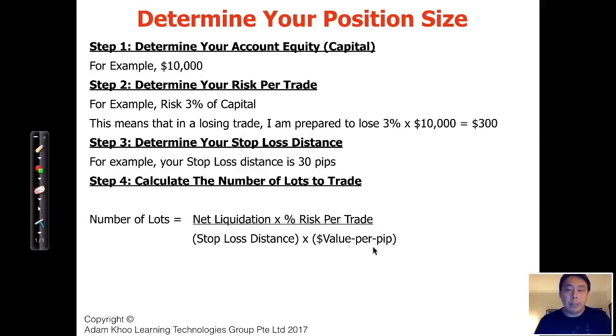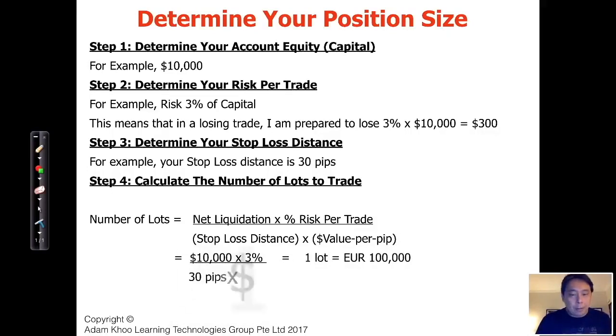Again, this depends on the currency pair. Now for most pairs which are US dollar denominated, it's about $10, right? So EUR/USD is about 10 bucks, so you're just going to use 10 bucks. 10,000 multiplied by 3%, that's $300. Divide by 30 pips times $10, 300 divided by 300 is one lot.